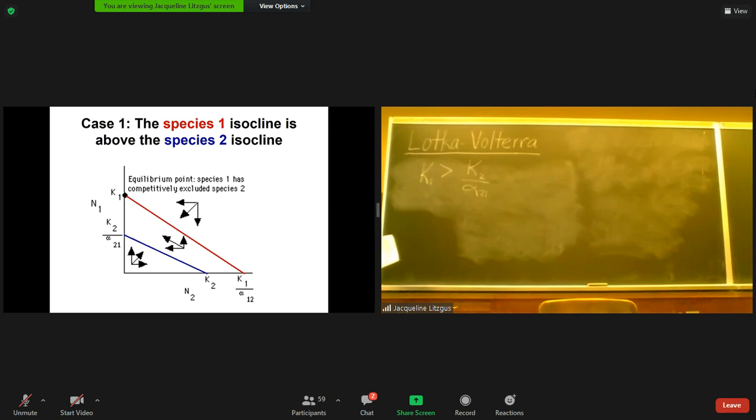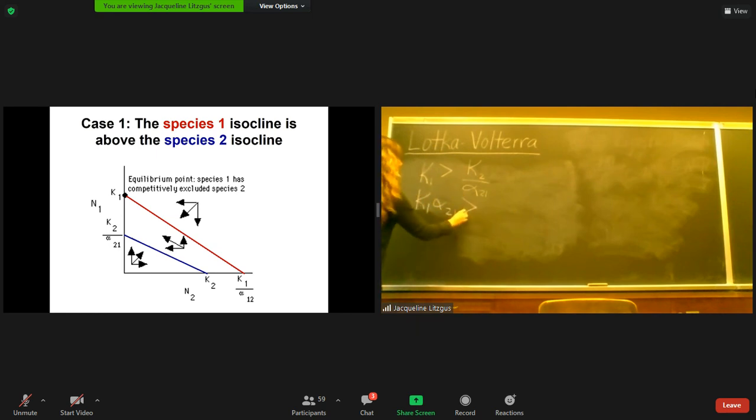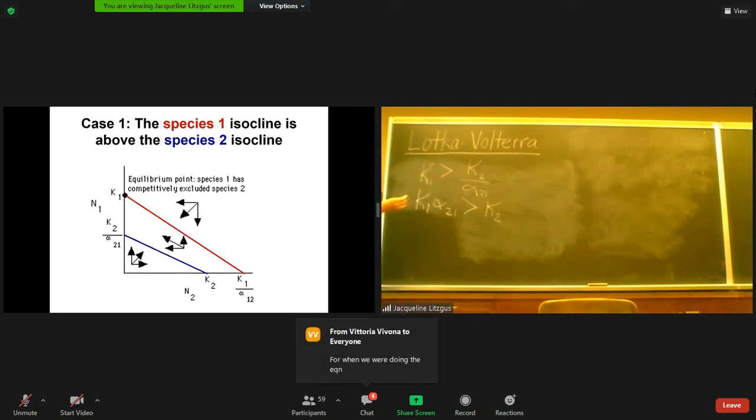But what we want to do is get all the species 1 impacts together on the same side of that inequality. We do that by multiplying both sides by alpha 2-1, which also gets rid of this fraction. Remember the definition of this competition coefficient: it's the impact of species 1 on species 2. So we end up with K1 alpha 2-1 is a bigger number than K2.